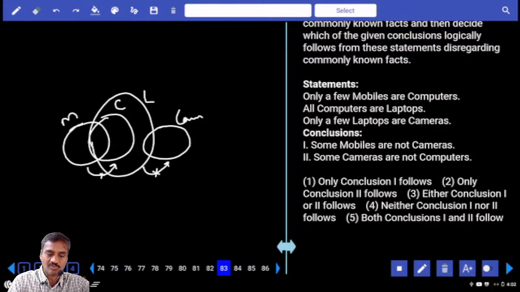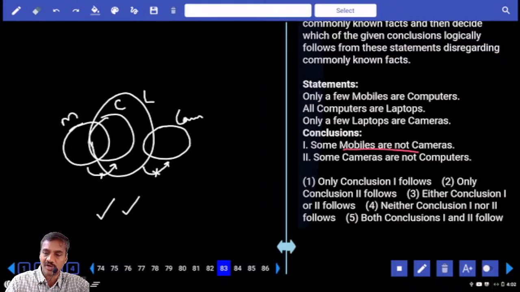The next one, some mobiles are not cameras. That is, as of now, true. Some cameras are not computers. Now this is also true. Now both the conclusions are true. Now to make this one false, we need to prove all mobiles are cameras. Is it possible here or no?